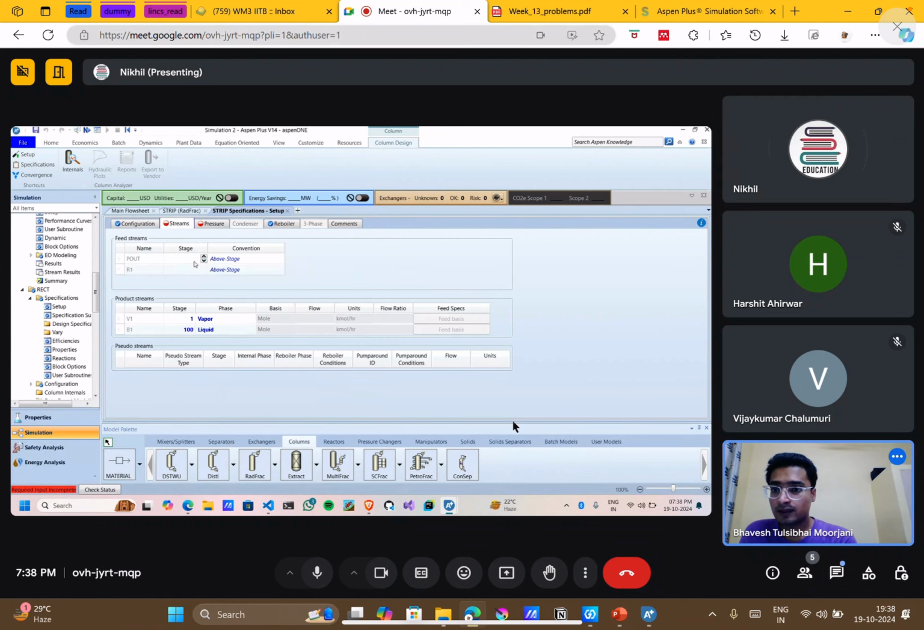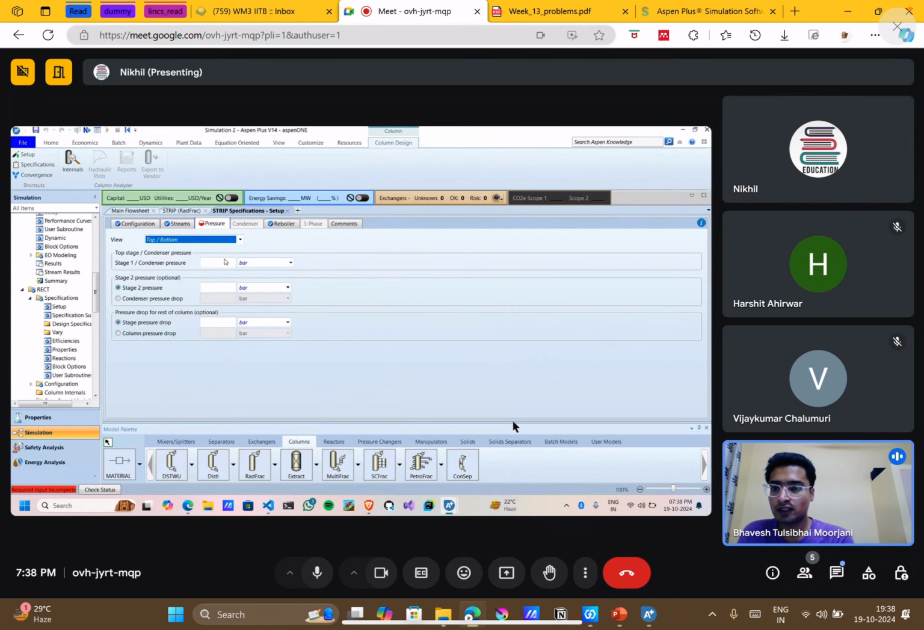Here the feed, P out, is entering above stage 70. The stream R1 is entering above stage 1. Okay. Go next. The top stage pressure of the stripper is 280 psi absolute.